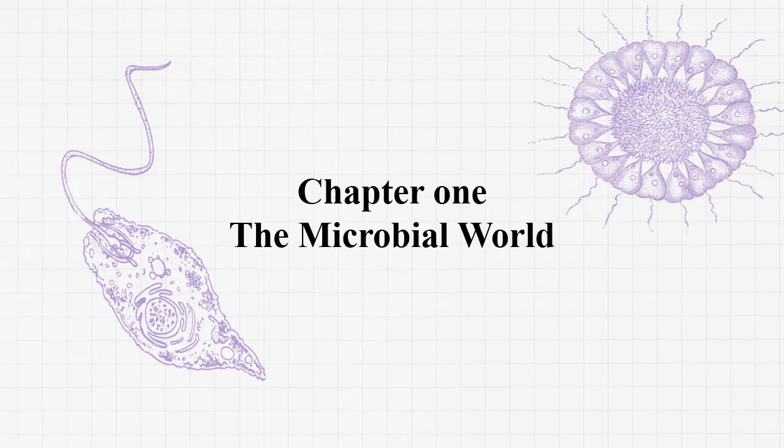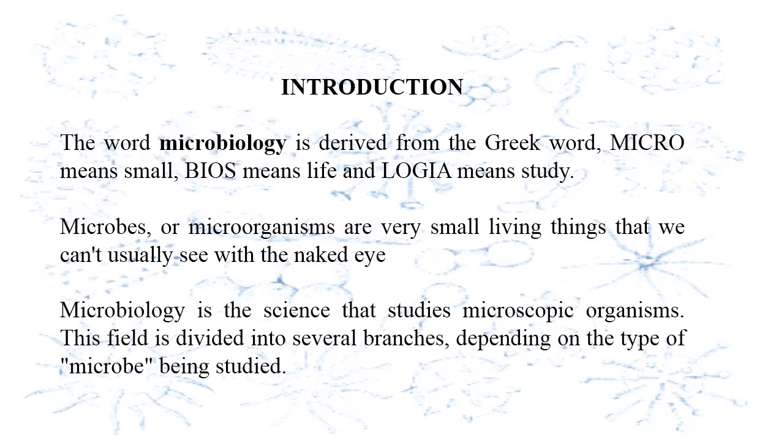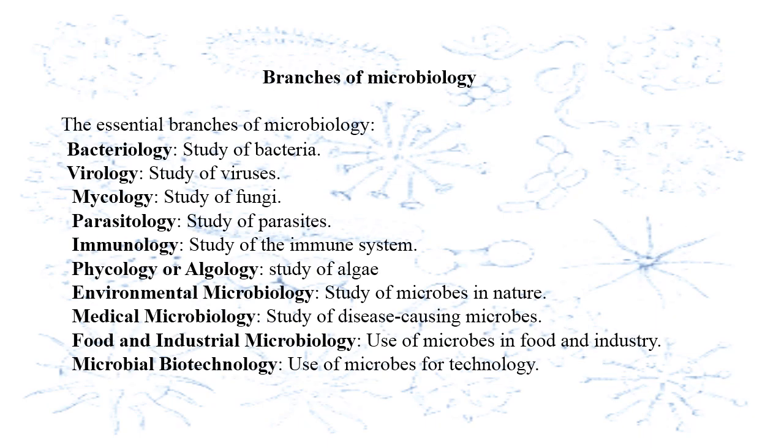Chapter 1 is about the microbial world. Let's start by talking about the definition of microbiology. Microbiology means the study of small life. Now, what are microorganisms? Microorganisms are tiny living things that we usually can't see with the naked eye. This chapter introduces the different branches of microbiology, such as bacteriology, virology, mycology, parasitology, and others.